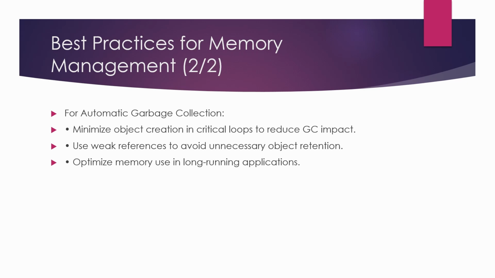For automatic garbage collection, best practices include minimizing object creation in critical loops to reduce GC impact and using weak references to avoid unnecessary retention of objects. Optimizing memory use in long-running applications will also help improve performance and reduce garbage collection cycles.